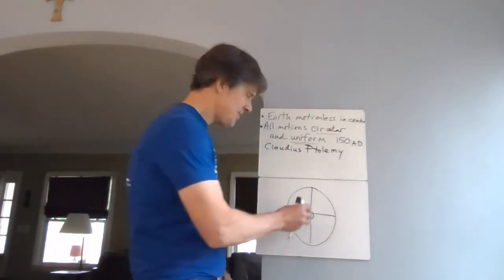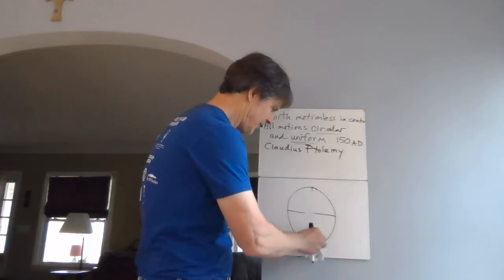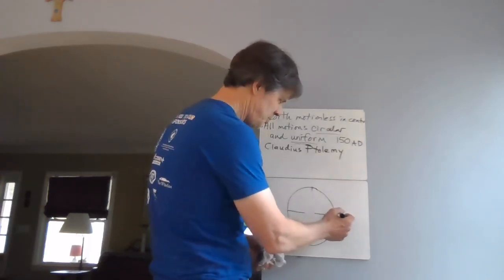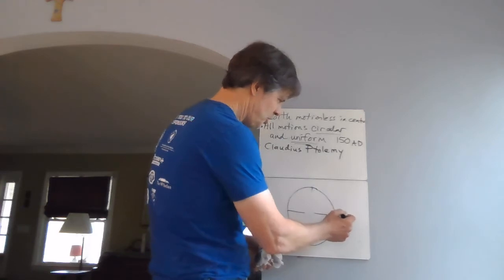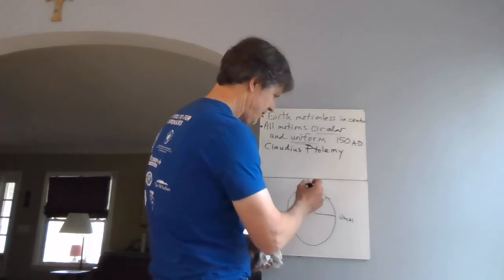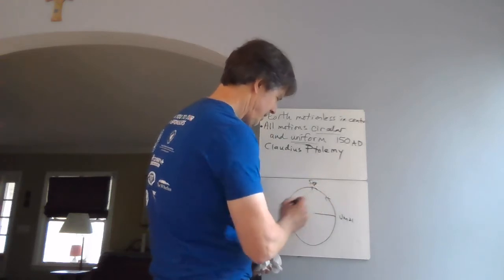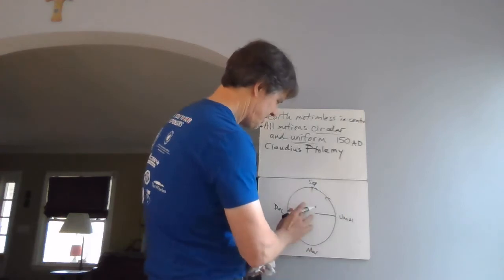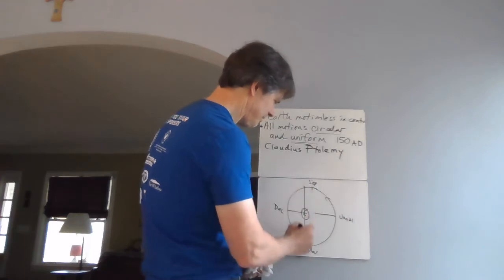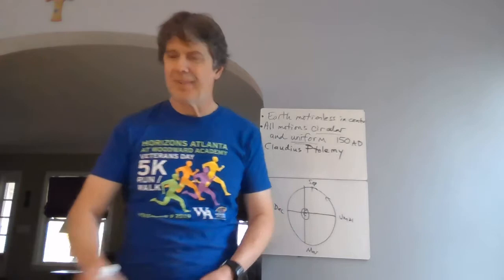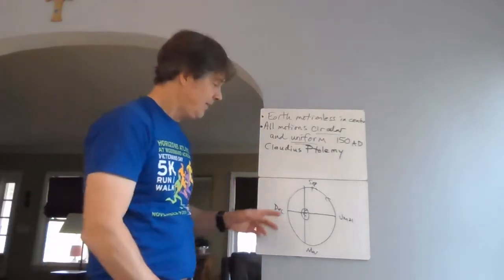So here's what Ptolemy says. He says, I know how to fix this. Let's say this were June 21st, and I'm going to go this way. This could be September, this is December, this is March. He just says, you know what? I'll just move the Earth over a little bit. There. That'll fix it.